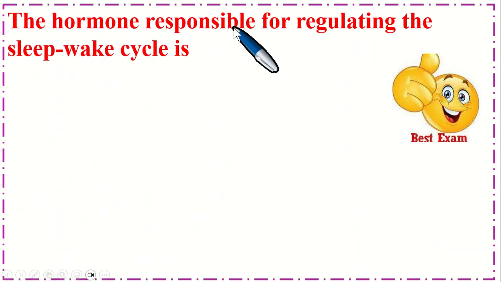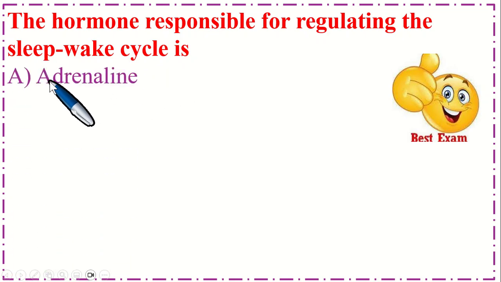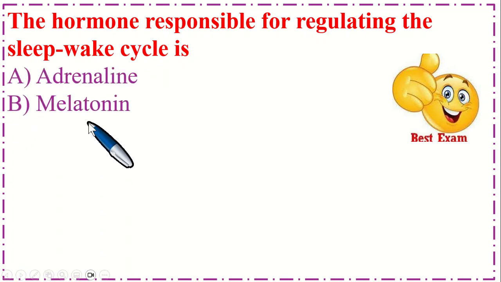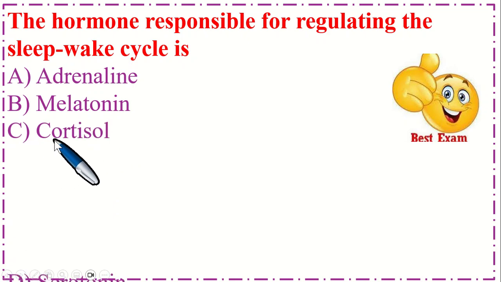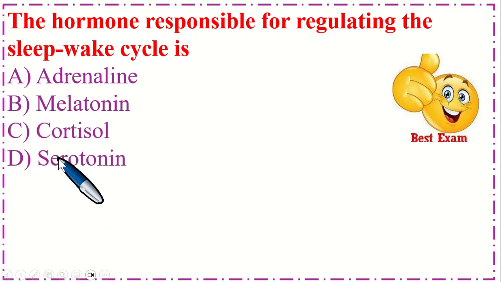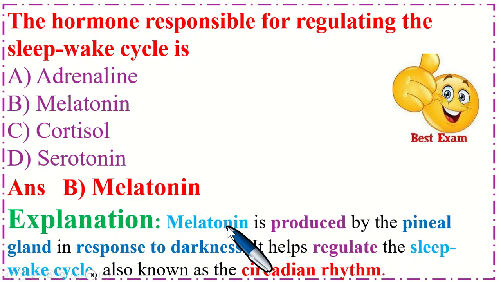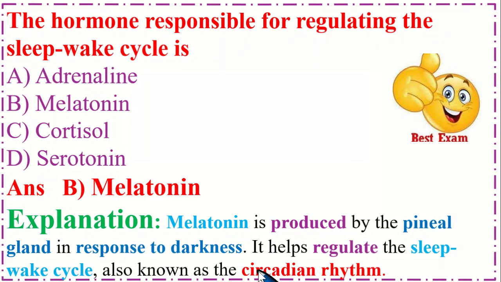The hormone responsible for regulating the sleep-wake cycle is option A adrenaline, B melatonin, C cortisol, and option D serotonin. So the correct option is B melatonin. Melatonin is produced by pineal gland in response to darkness. It helps regulate the sleep-wake cycle, also known as circadian rhythm.